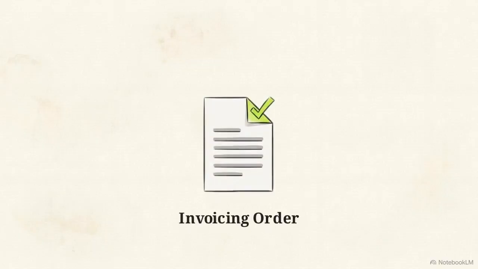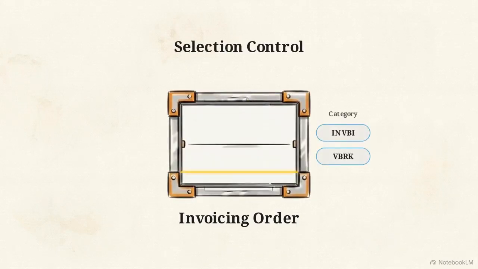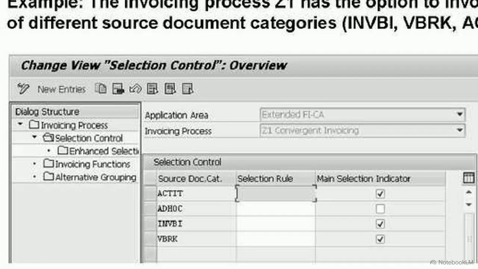The process begins with a pending invoicing order. The presence of this order triggers the evaluation of the transaction against the selection control configuration. Within the selection control view, the first layer of filtering is established: permitted source document categories. INVBI is used for convergent invoicing documents, while VBRK integrates sales and distribution.